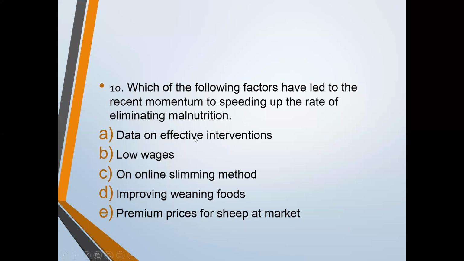Evaluation and monitoring, the concept behind this is that only implementation is not important. Monitoring and evaluation of that intervention is also important. So data on the effective intervention, how it's working and how it's being run is also important. And that has gained the momentum of speeding up the rate of eliminating malnutrition. Other important things are the implementation of the guidelines, as well as the implementation of protein, energy, nutrition focused programs. Since these options are not available, data on effective intervention is the answer. So this is the key, and thank you.